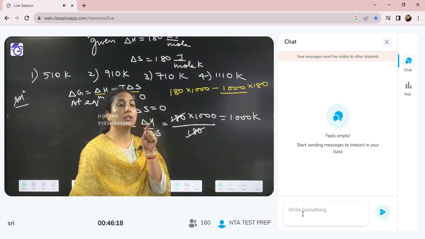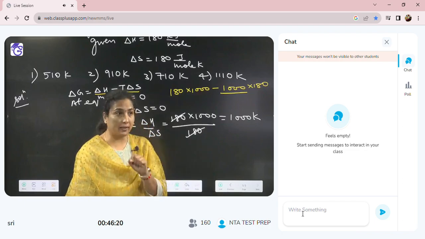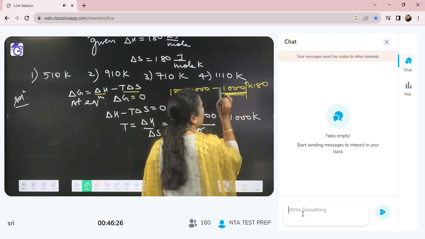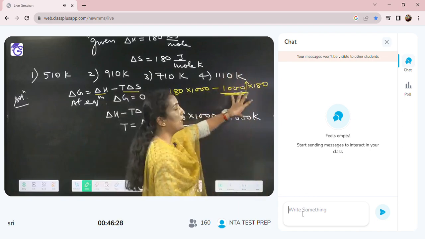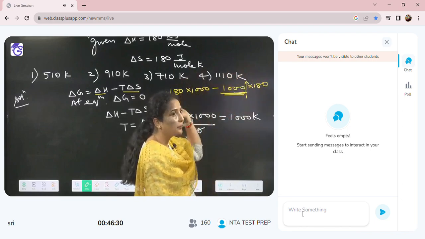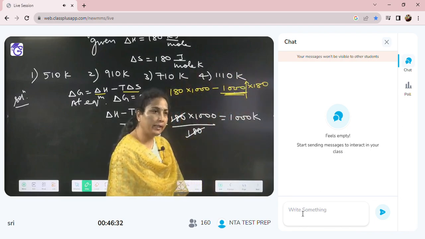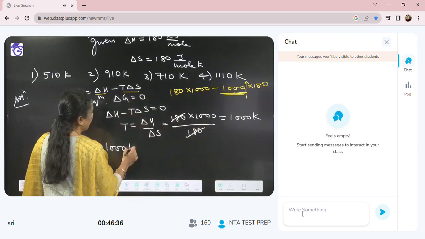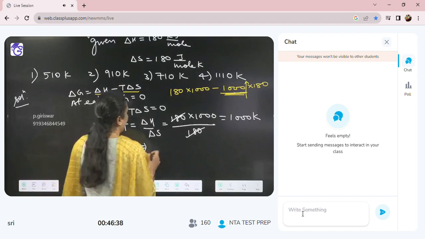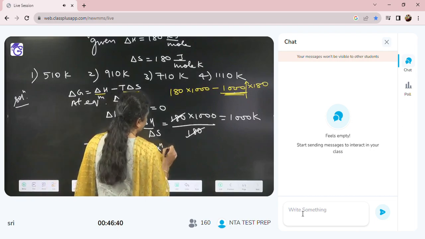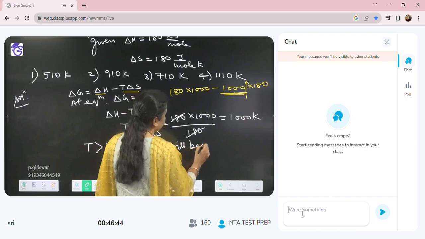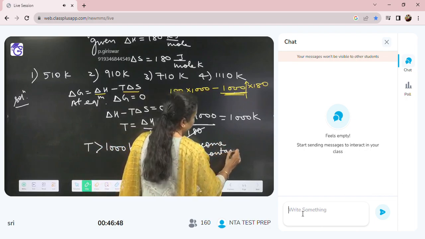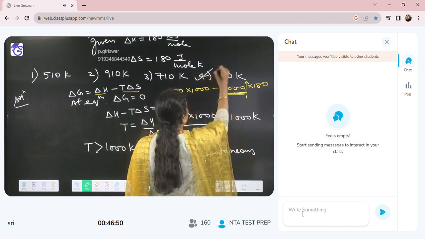For a spontaneous process, we want delta G to be negative. Negative in the sense, this temperature should be increasing beyond 1000, then only this particular value will dominate. It will become greater than the first one and delta G will be negative. It's good that the majority of you have done it correctly. So at temperature greater than 1000 Kelvin, the reaction will become spontaneous. So your answer should be the fourth.